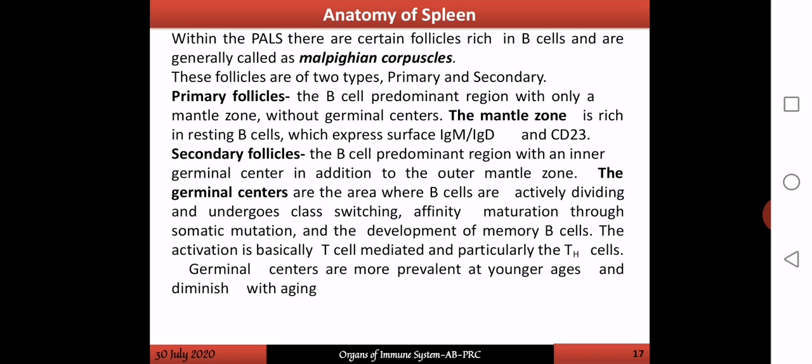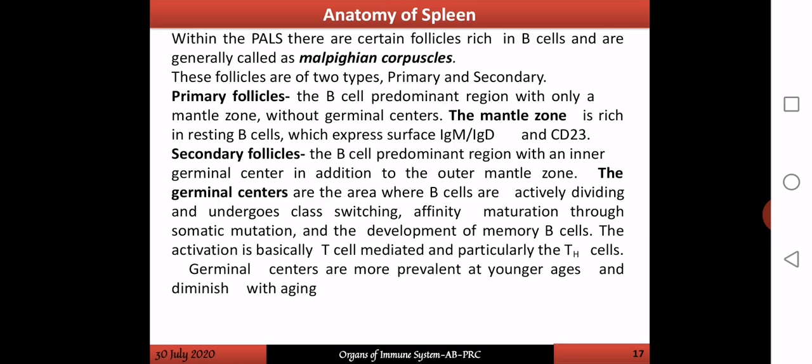A germinal center is the site where the B cells are actively dividing, whereas the mantle zone is rich in resting B cells, which express the B cell receptor and specialized receptors like CD23. So a primary follicle doesn't have a germinal center, but has only the collection of resting B cells, which is what we call the mantle zone. At the same time, secondary follicles will have the germinal center and also the mantle zone.